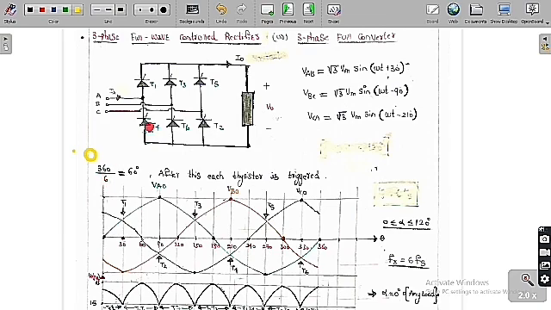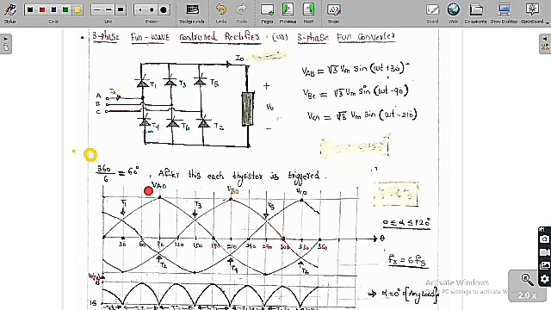Now here there are 6 thyristors: 1, 2, 3, 4, 5, 6. So there are a total of 6 thyristors. 360 by 6 is 60 degree. So after every 60 degree we are going to trigger the thyristors, one after the other, at an angle difference of 60 degree. The total is 360 degree, out of which we use 6 thyristors, so the difference between each thyristor triggering is 60 degree.